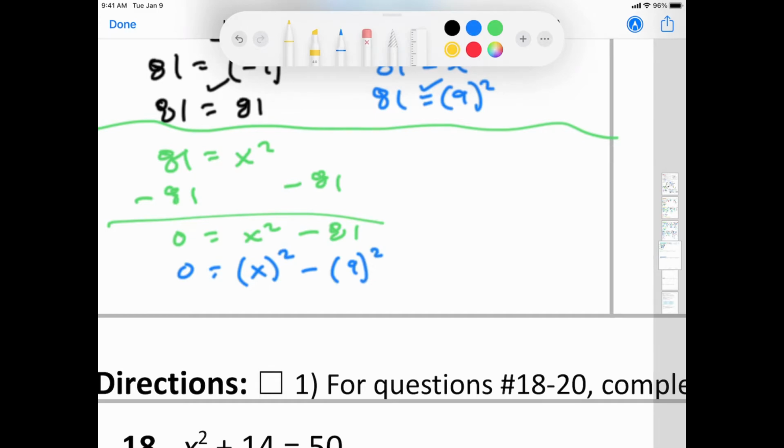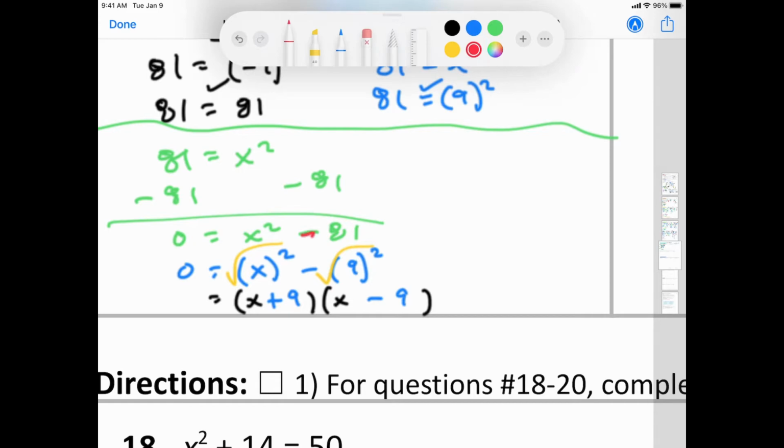And then in some ways you're going to do this. The square root of x squared is x, and the square root of 81 is 9, so you have a 9 here, and one's plus, one's minus, and then you would just solve it, so you get x equals 9, negative 9. The point is that you have to recognize that it is a particular formula.